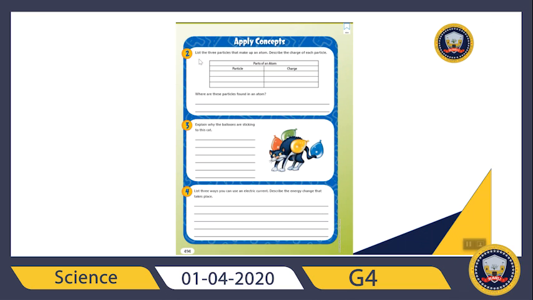For example, the first one says, list the 3 particles that make up an atom and describe the charge of each particle. Do you remember the particles forming the atom? The 3 particles forming the atom and their charge. So let's remember together, what are the particles forming an atom? Yes, protons, electrons and neutrons. Very good. So what about the charge of each one?